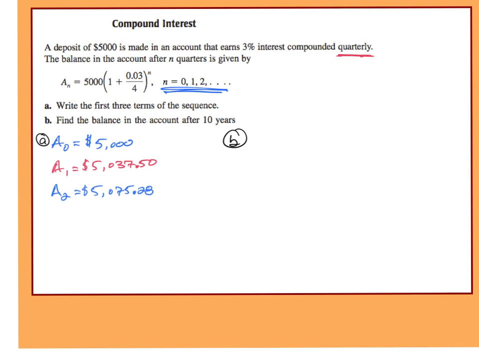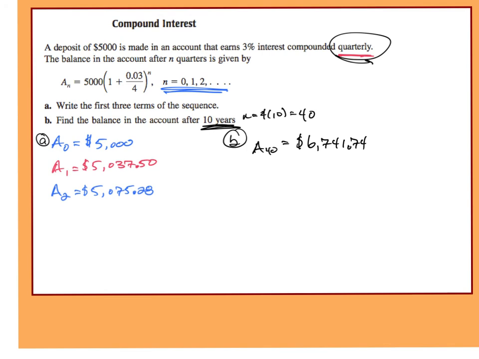Why do we substitute in 40 after 10 years? It says 10. Because it's quarterly. All right. So n would equal 4 times the 10, so it would be 40. So now I need to find A sub 40. And how much money we got? All right, fantastic. All right, pretty good.